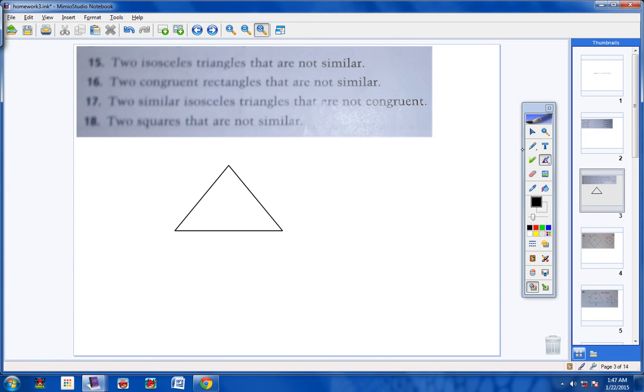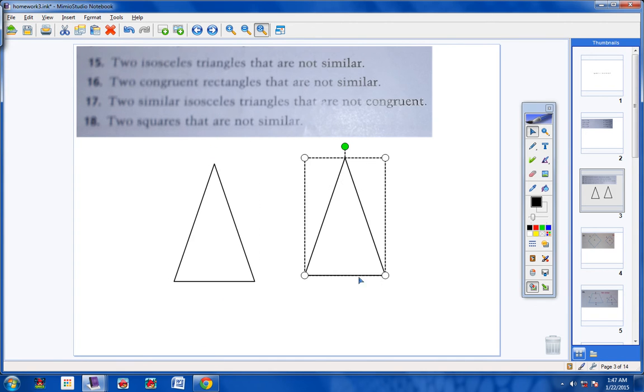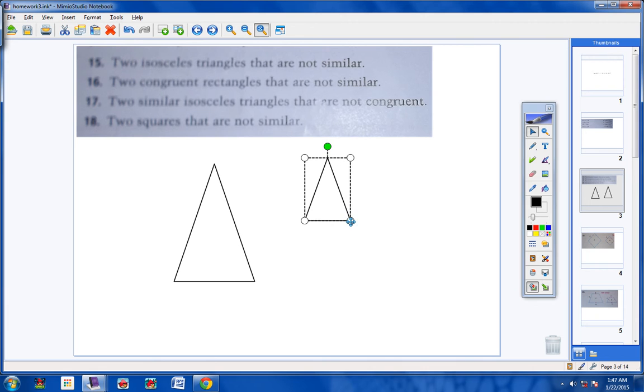We'll call that an isosceles triangle. Let's see if we can. There we go, it's better. So there's an isosceles triangle, okay? Now, I'm going to take this one here. I'm going to shrink it. There we go. We're going to say this angle is congruent to this angle, and this angle is congruent to this angle, and we could say the sides are proportional. Yes, you can definitely draw 2 similar isosceles triangles that are not congruent. Definitely. Alright. Okay, number 18.